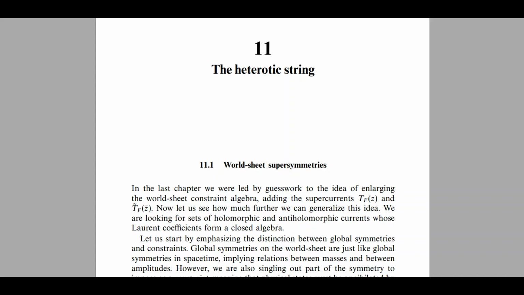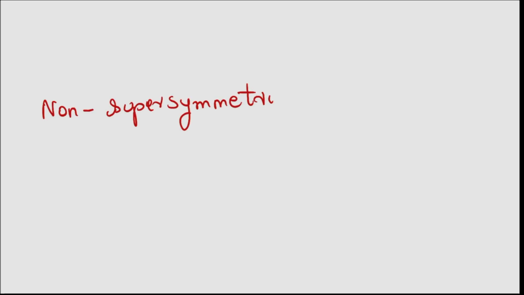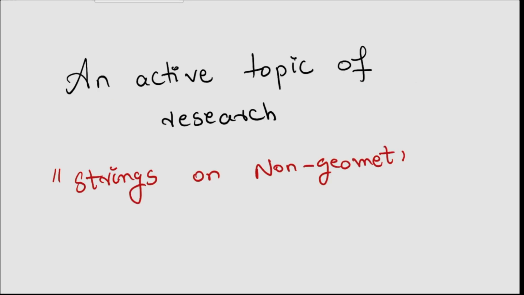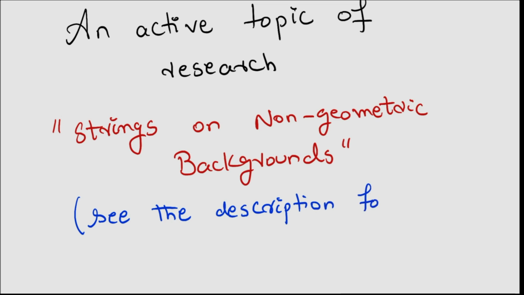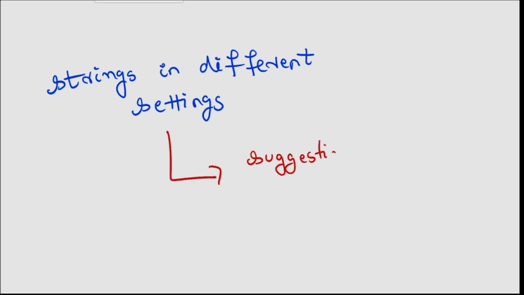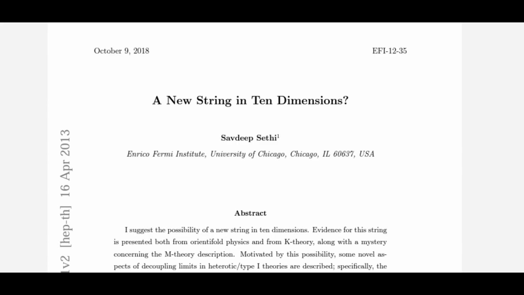An interested viewer can read chapter 11 of Polchinski's book for details. This theory is used for some applications. For example, it is used to study Areas vacua in string theory. Apart from studying W and fractional strings, there are some other questions regarding string theories on non-geometric backgrounds that still aren't understood very well. People occasionally come up with suggestions for new string theories while studying strings in different settings. For example, you can see this paper by Savdeep Sethi, who is also the advisor of my advisor.